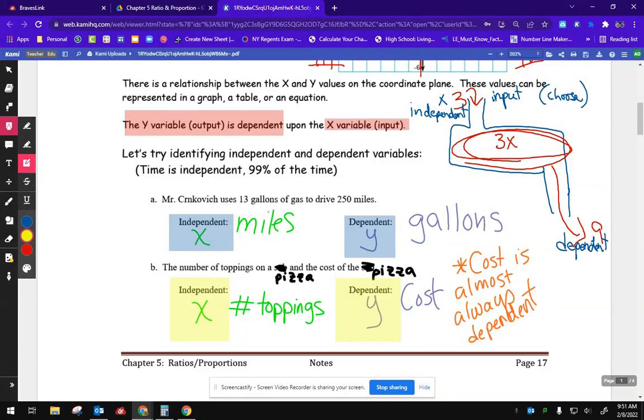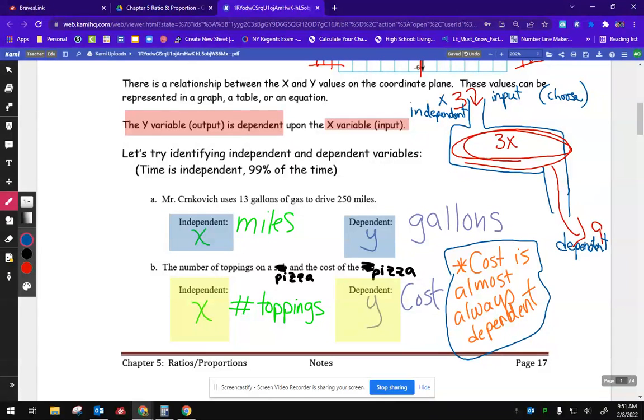So, the other thing that I want to tell you. Ready? Right here, this is important. Cost, you need to write that down. Cost is almost always dependent. I can't tell you what something's gonna cost till you tell me what it is you're buying. Right? Right. So cost is almost always your Y, dependent variable.